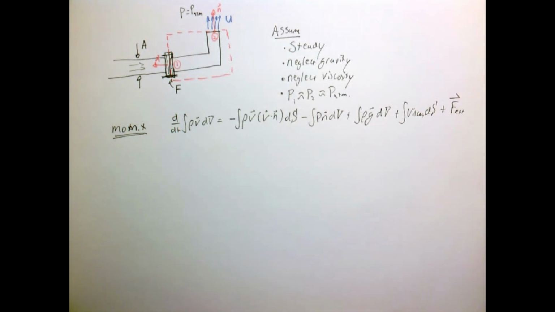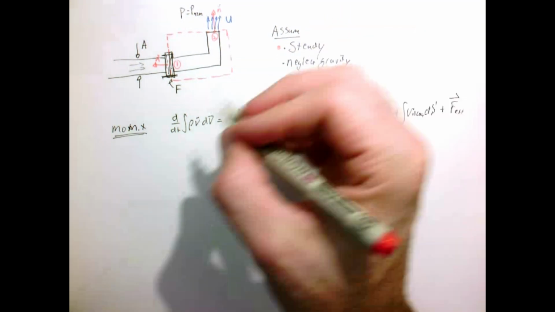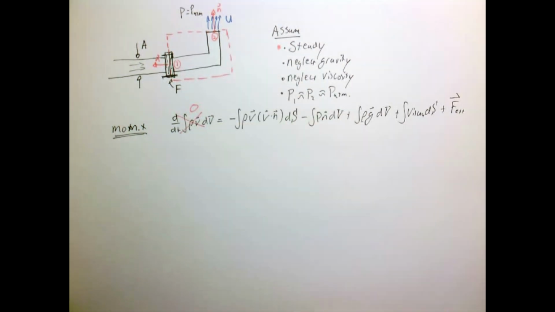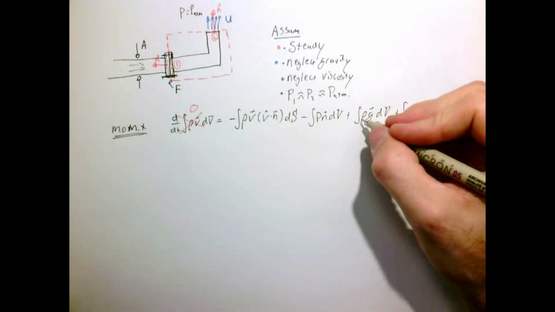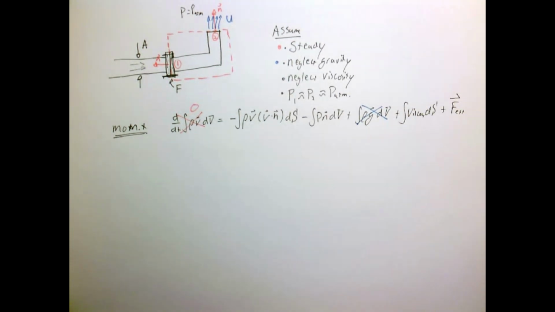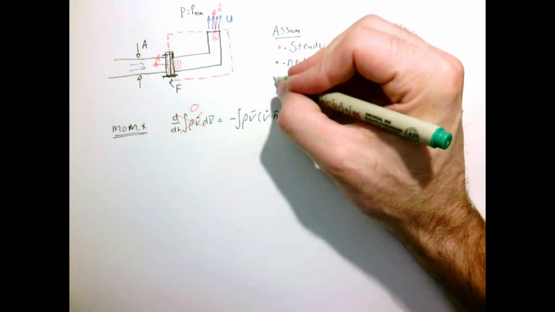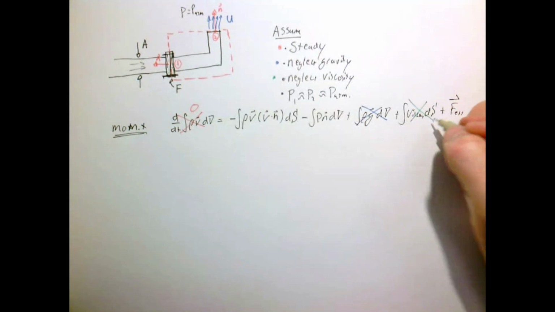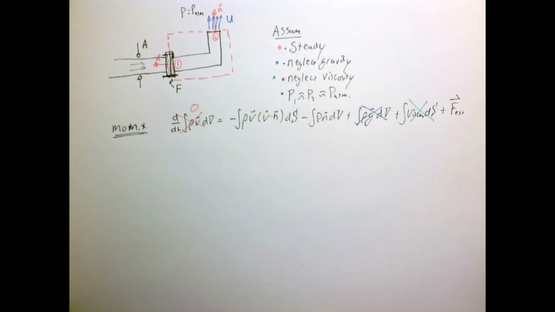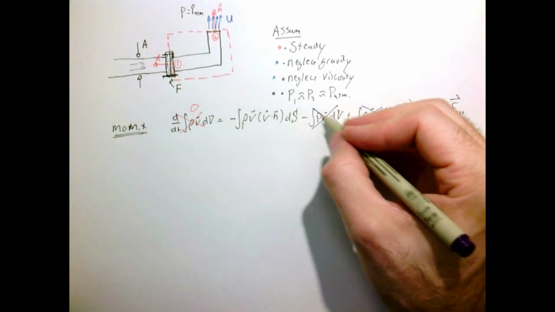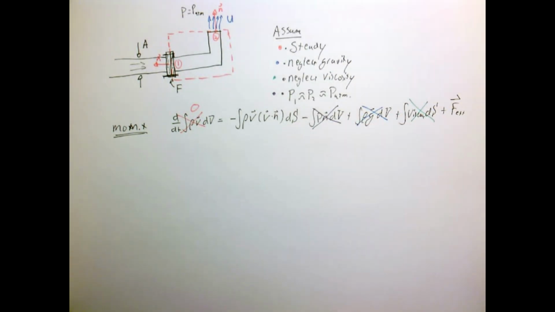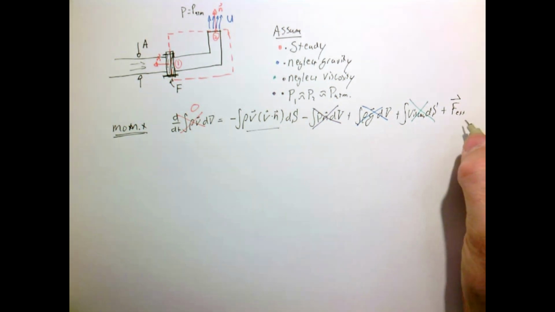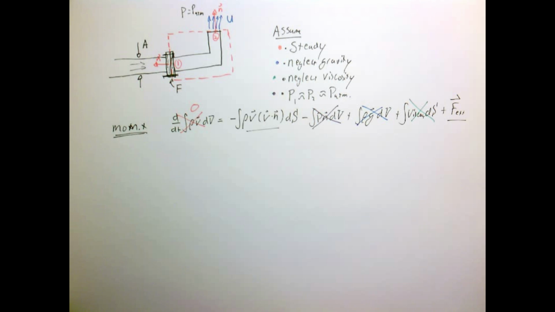So there's all our terms. By the steady assumption, that one goes away. By neglecting gravity, that one goes away. By neglecting viscosity, that one goes away. And by saying the pressure is basically everywhere p atmosphere, that term goes away. So all we're left with then is the flux of momentum and the external force.